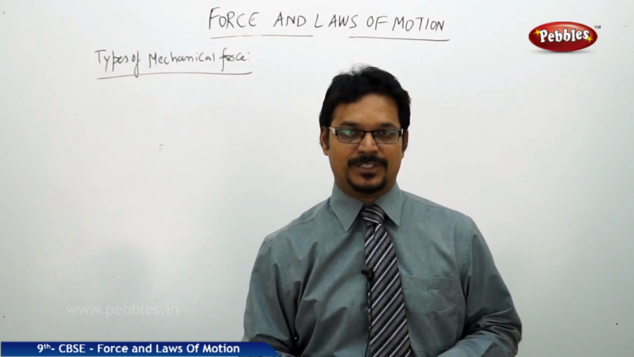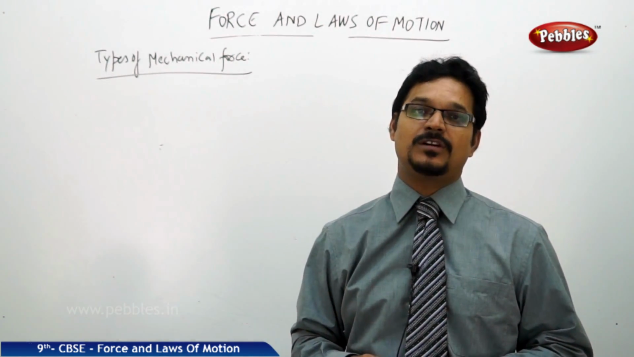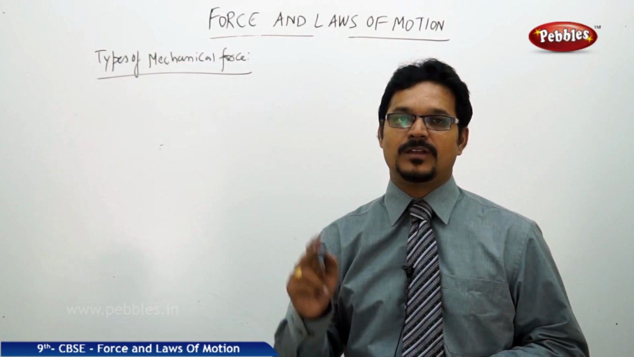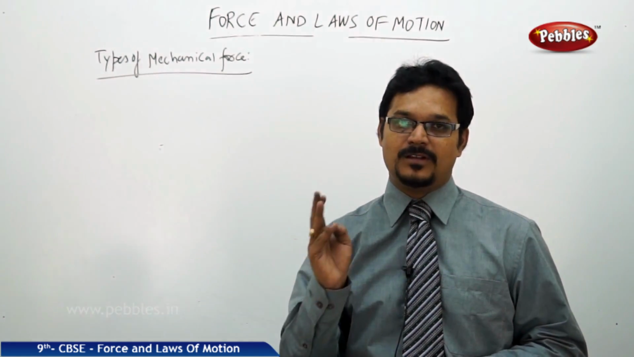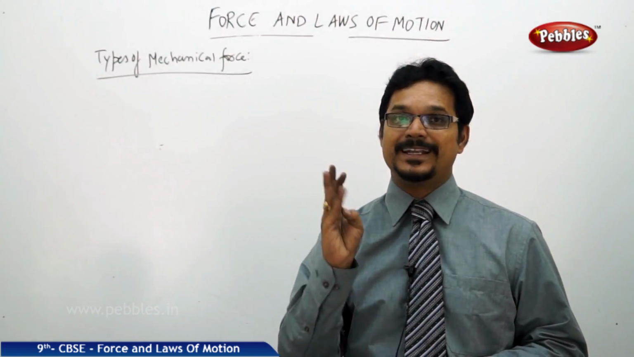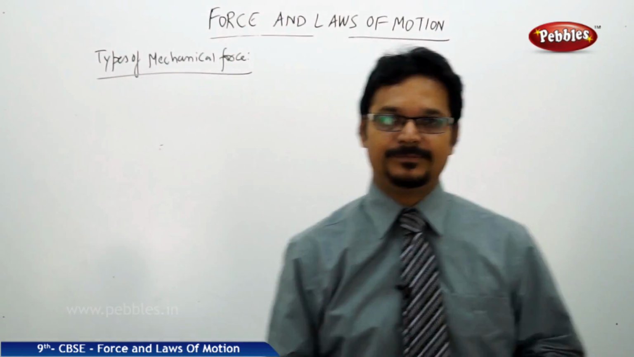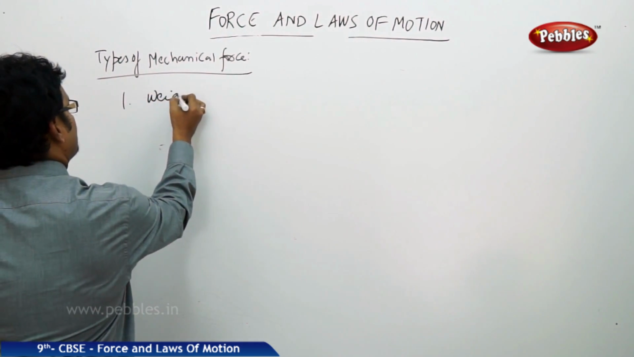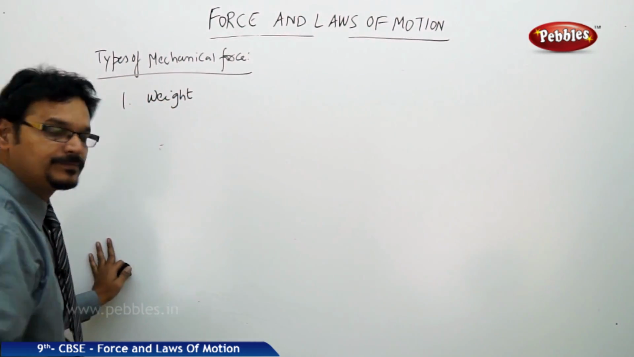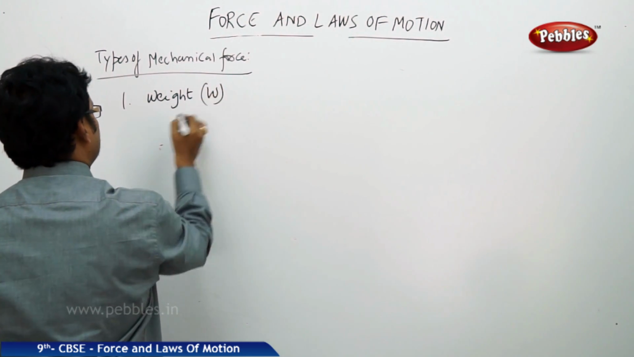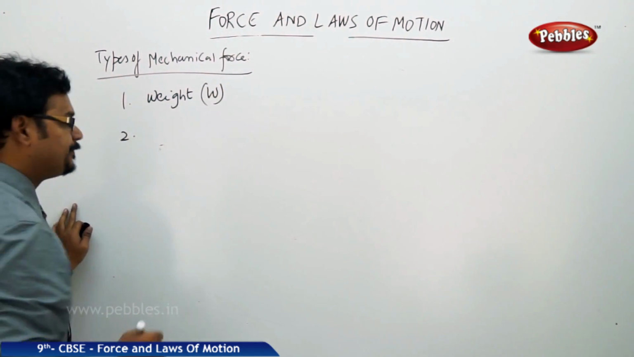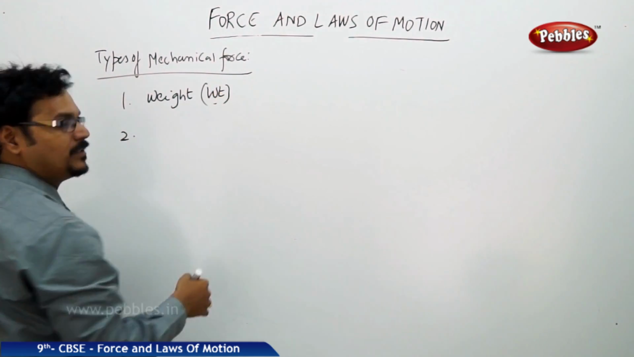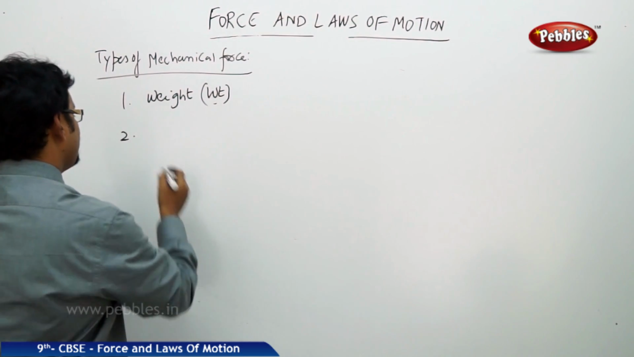Basically, mechanical force is of four types: weight, friction, normal force, tension. Let me write here. The first one is weight. The symbol is W. The second one, sometimes weight is also expressed with two letters, Wt.